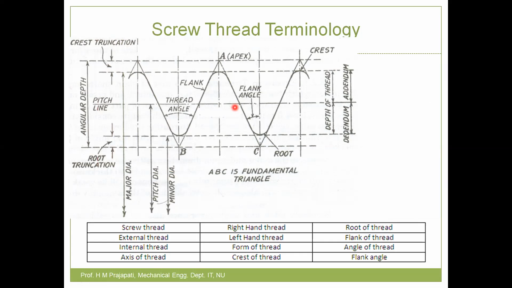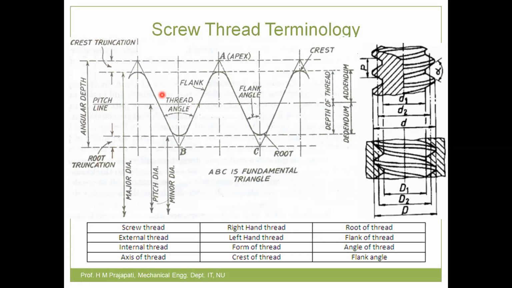The next term is crest of thread. If you look in this diagram, you can see the topmost point on this thread form. This topmost point is called a crest. Similarly, in the diagram for external thread, this topmost point is called a crest. Similarly, in internal thread, this topmost portion is called a crest. Clear?